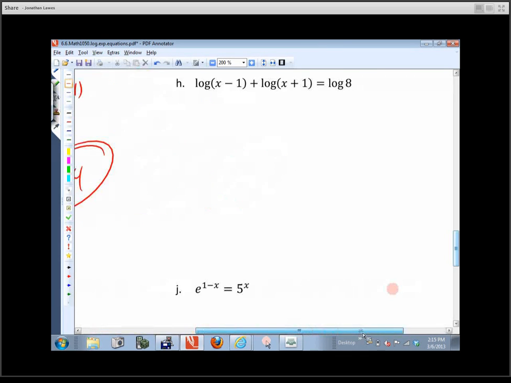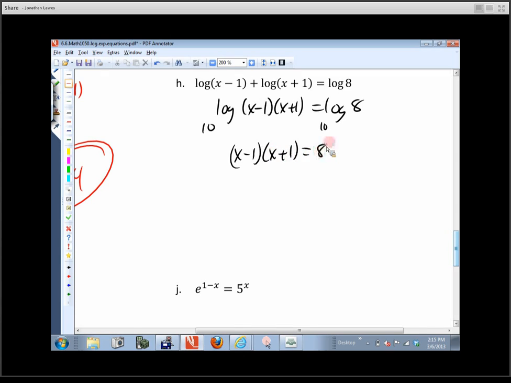Okay, let's take a look at this. Ideas? What is it, Amelia? What are we going to do? Make them the times. Okay, so this is going to be x minus 1, x plus 1 equals the log of 8, and then exponentiate with a base of 10, right? So I get x minus 1 times x plus 1 equals 8, and then I solve that.